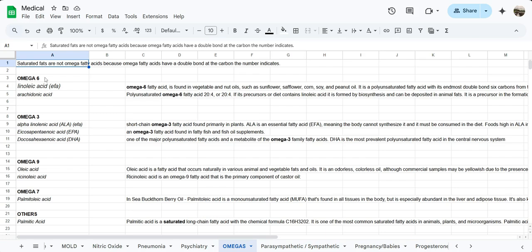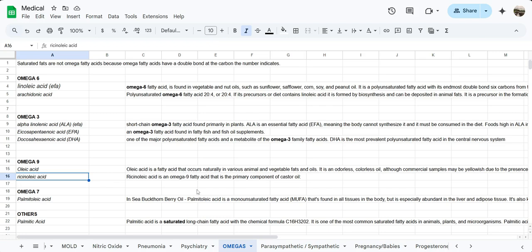Arachidonic acid is another omega-6, okay, because its last unsaturated bond is at that 6th position, 6th carbon atom. And then we have our omega-3s. And then, for example, omega-9s. Now, these are not polyunsaturated, okay? These are monounsaturated, and so they have just one unsaturated bond. And so they are more stable than your polyunsaturated fatty acids.